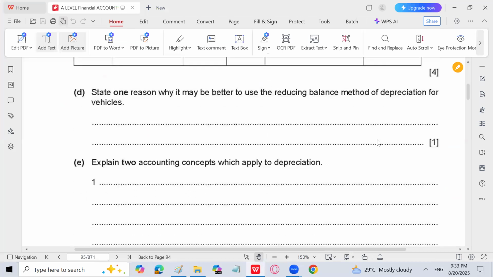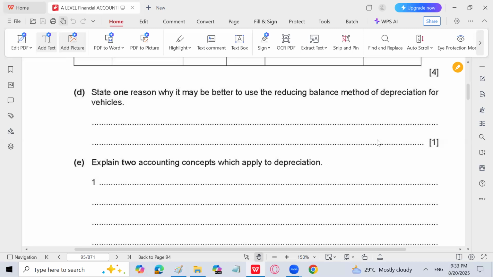State one reason why it may be better to use the reducing balance method of depreciation for vehicles. Vehicle is a technological asset, right? So it reduces their value more in early years and less in later years. At the start of the use of the asset, repair and maintenance costs will be zero, so there will be more depreciation. But as soon as the vehicle gets old, repair and maintenance costs will get more and depreciation will be on the lower side. That's why we use the reducing balance method on vehicles, computers, technological assets, machinery, equipment. All these assets will be depreciated through the reducing balance method.